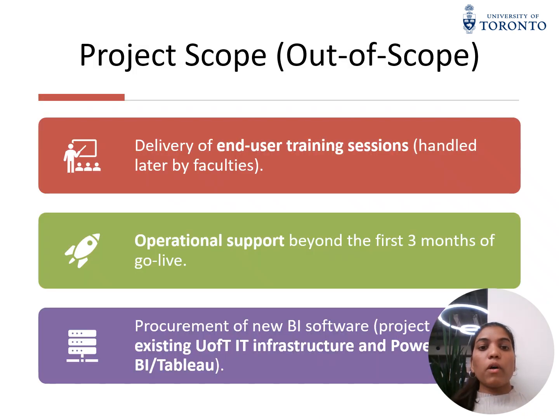Now we will be talking about the project scope, out of scope. The out of scope is delivery of end user training sessions, operational support, and obviously the procurement of new BI software. The out of scope are also things like replacing the existing student information system or managing the IT infrastructure upgrades. So we will only work with what already exists and we will be focusing on the integration part.